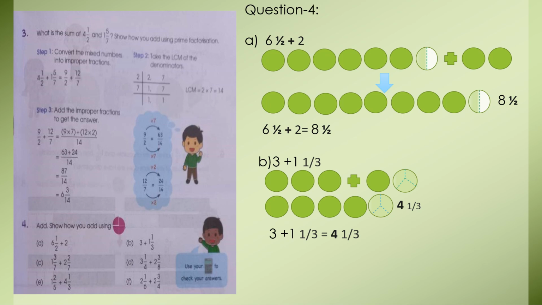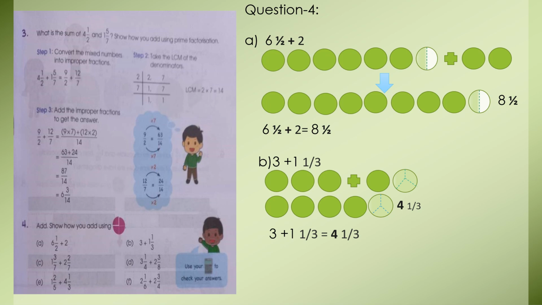You can use a division here to convert 87 over 14 into a mixed number. Now in question 1, we have to add using circles. In part A, we have 6 whole number 1 over 2 plus 2. It is relatively very easy because we are going to add up whole numbers and they become 8, and 1 over 2 comes as it is because there is no other fraction with the other entity. So we have 8 whole number 1 over 2 as our answer.